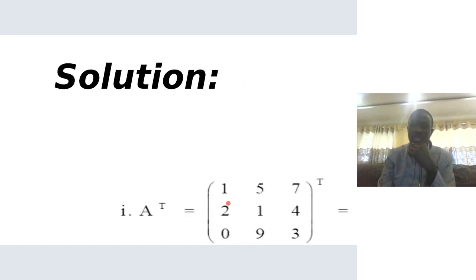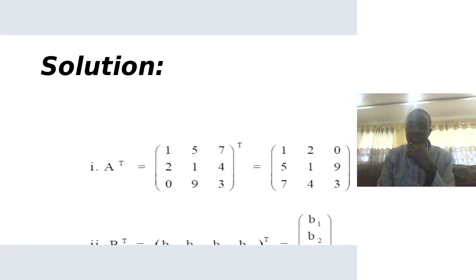So remember, this was the original matrix. For its transpose, remember I've said row 1 becomes column 1, so we'll have 1, 5, 7 as our first column. Then row 2, the 2, 1, 4, becomes the second column, 2, 1, 4. Then row 3, 0, 9, 3, becomes the third column, 0, 9, 3. So that is how we get the transpose.